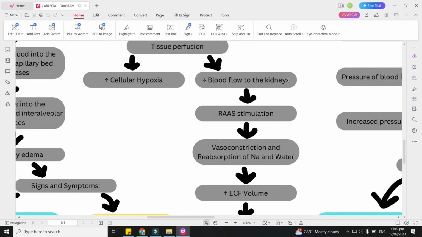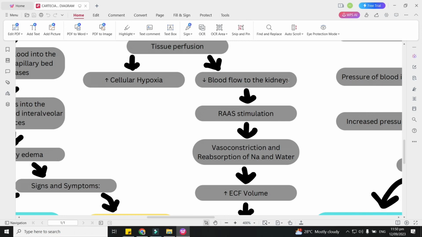So when angiotensin 2 is produced by the body, what happens in our body is that we have vasoconstriction and aldosterone release. Aldosterone is mainly the culprit for salt and water retention of our body, while vasoconstriction is the main culprit for increasing the blood pressure of the body. So again, if there is a low blood flow to the kidneys, RAAS stimulation will follow.